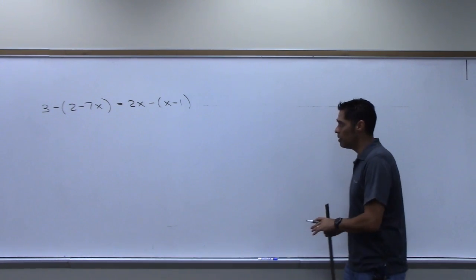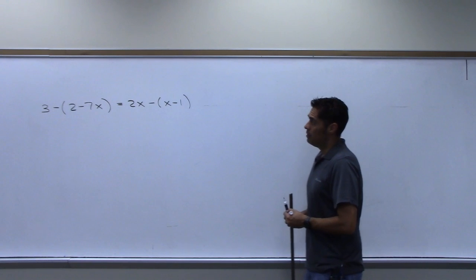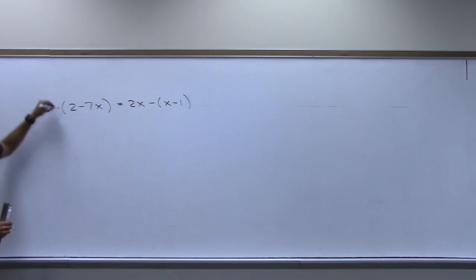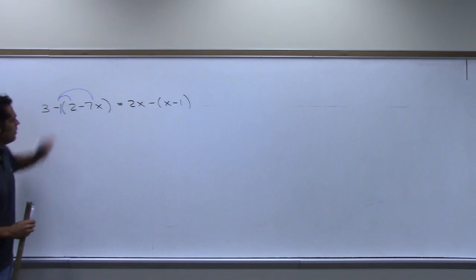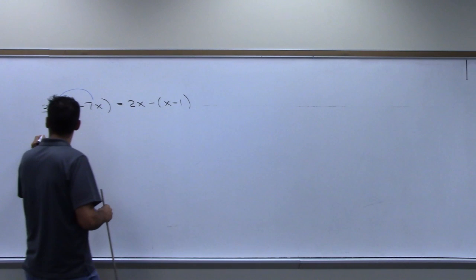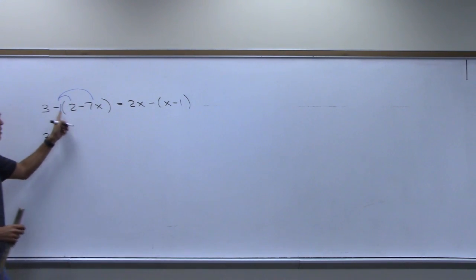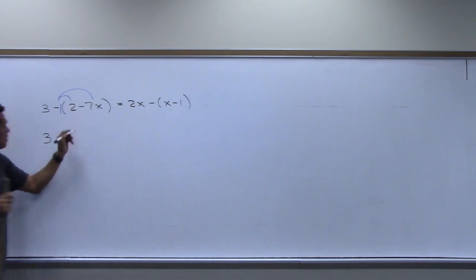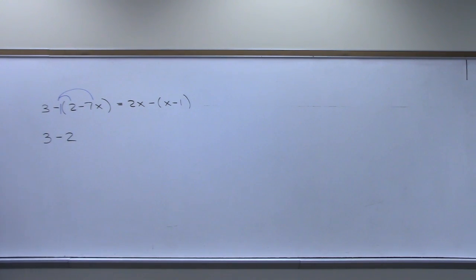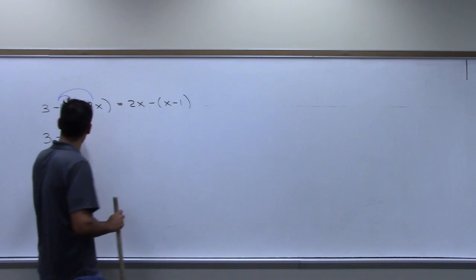What am I going to distribute through that parentheses? -1, right? Not a 3. This 3 is separated, this is 3 minus this. We look at this as being like a -1, and then we can multiply that -1 through the parentheses. The 3 is just going to come down. So we've got 3 and -1 times 2, which is -2, and then -1 times -7x is plus 7x. Negative times negative is positive, right?